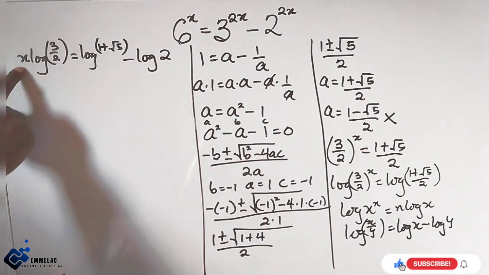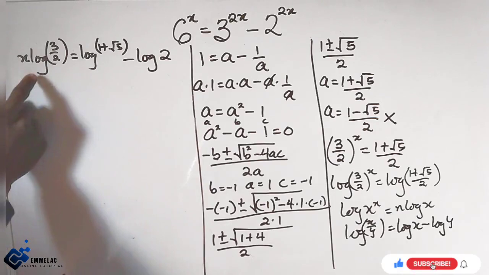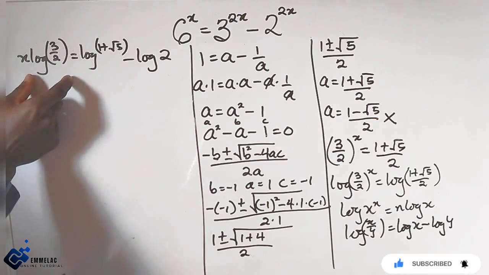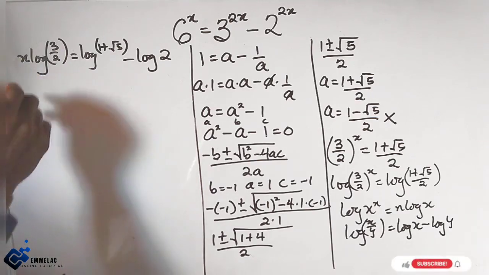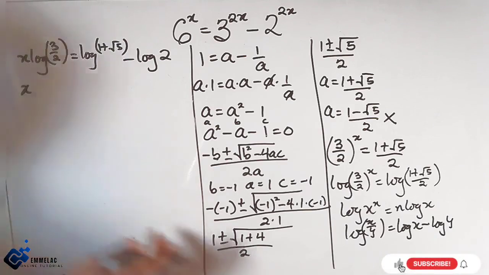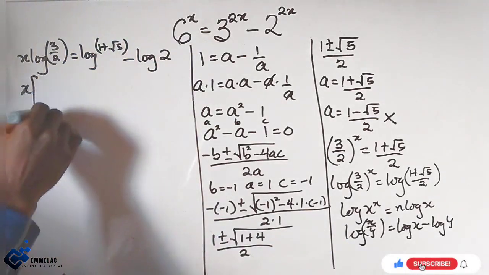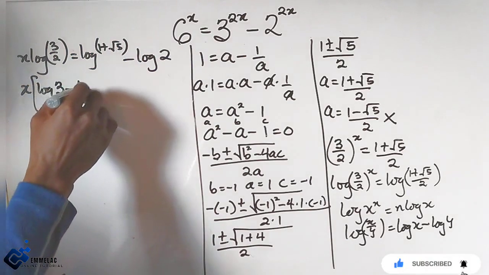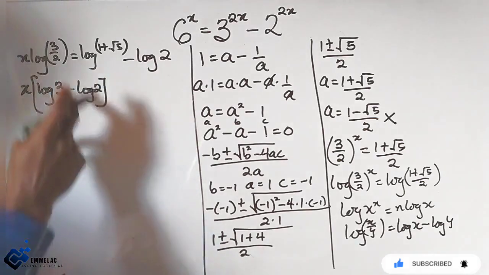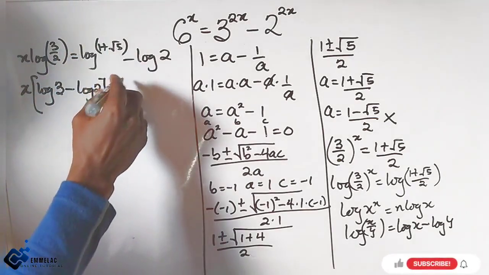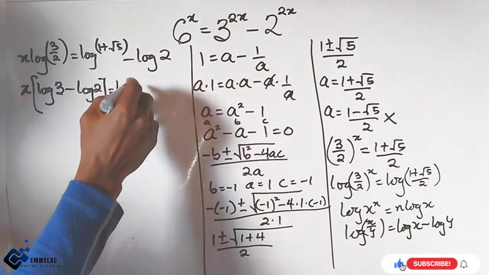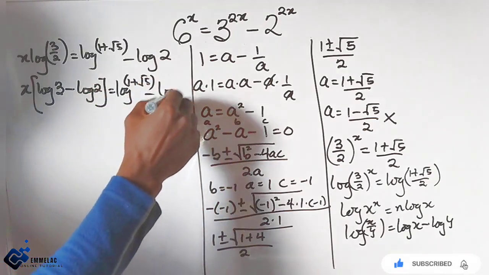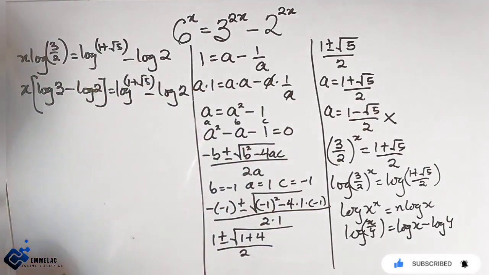Now from here what we need to do is to find the value of x. So we divide both sides by log 3 over 2. We can still further simplify this by saying, using this rule, it will be log 3 minus log 2. Now applying this one again, log of 1 plus root 5 minus log 2. Alright, dividing both sides.